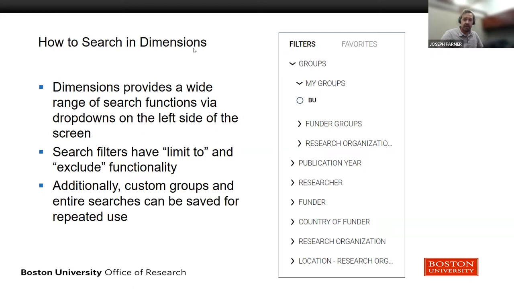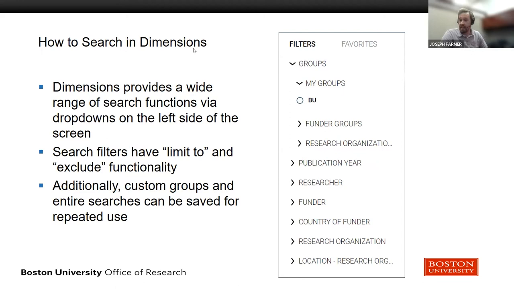The image I cut and pasted into the PowerPoint here is showing some of the various options you have: funding groups, publication years, the researcher, the country, the organization. There's more to this list that we'll see when I switch to the site. There was just no way to fit it in a nice clean screenshot. Everything you can filter with in Dimensions also has the ability to be a limit filter or an exclude filter. So if I put in Boston University, I can limit it to only results that match Boston University. I can also exclude any result with Boston University. If you want to see everything except a certain subset, you can do that as well.